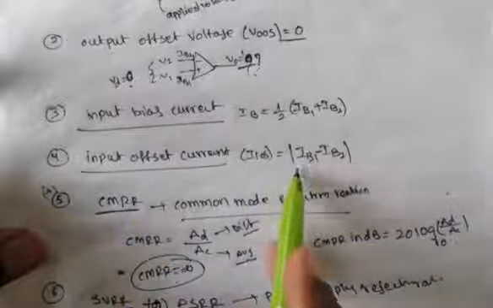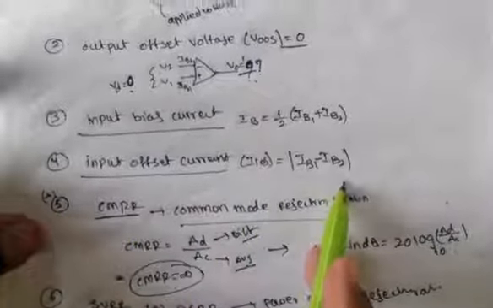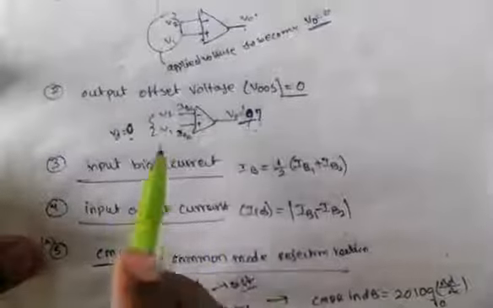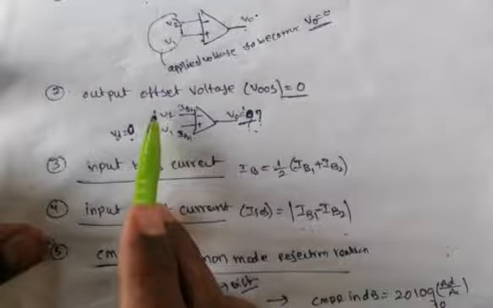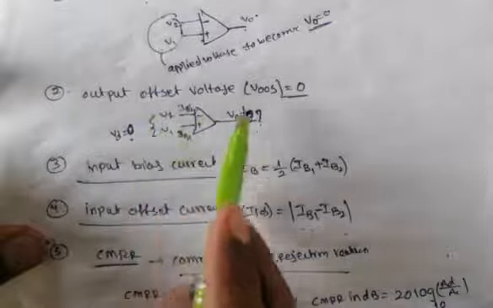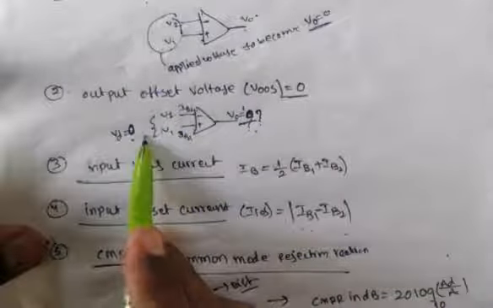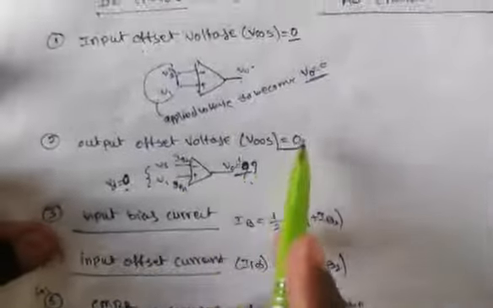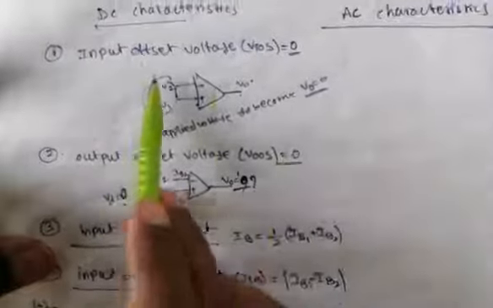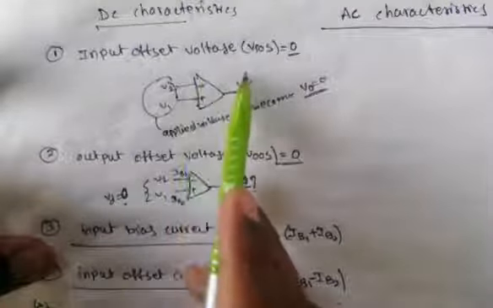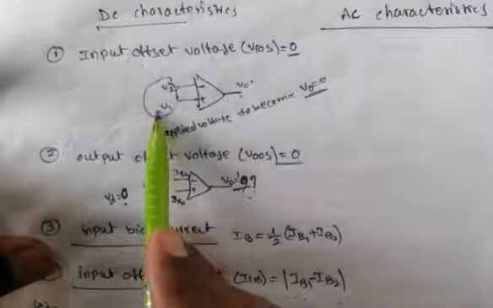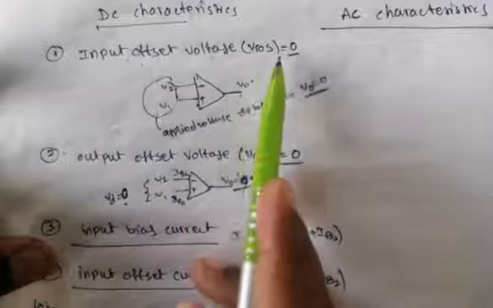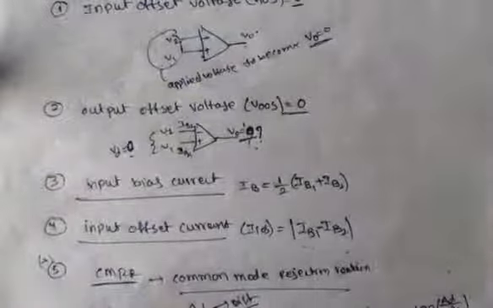Input offset current is the algebraic difference between two input currents. Input bias current is the average of two input currents. Output offset voltage is the output side voltage when the inputs are 0, which in the ideal case is 0. Input offset voltage is the input side voltage needed to make the output voltage 0, which is also 0 in the ideal case.